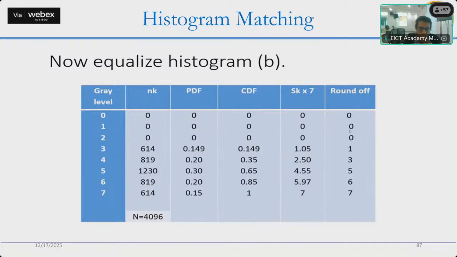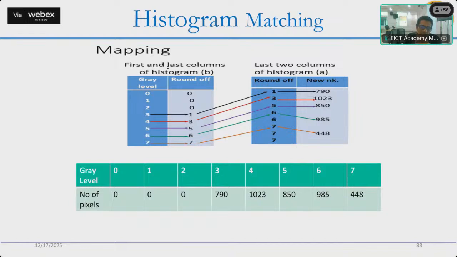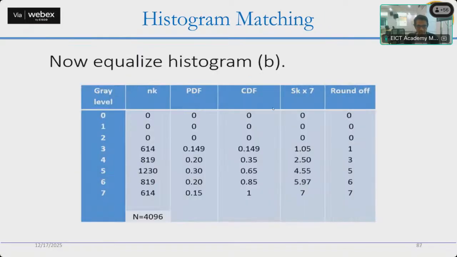So this round off figure is this one, right? Now how will it be done? You will see here, you do the mapping. This is the actual core of the technique. You take the first and last columns of the histogram, the gray level and round off level that we have taken. It was basically the initial gray level, and it has changed to this new level.